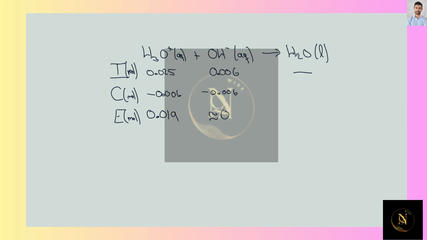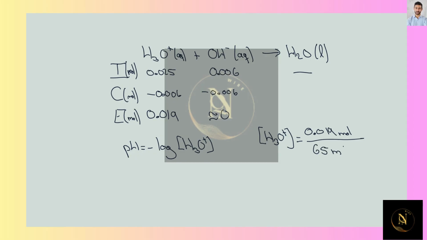So now, in order to know the pH, remember that pH is equal to minus the logarithm of the concentration of hydronium ion. In order to know this, we need the concentration of H3O plus, which is simply the amount of mole divided by the final volume. So we started with a 50 milliliter sample and we added 15 milliliters. So we are going to have 65 milliliters.